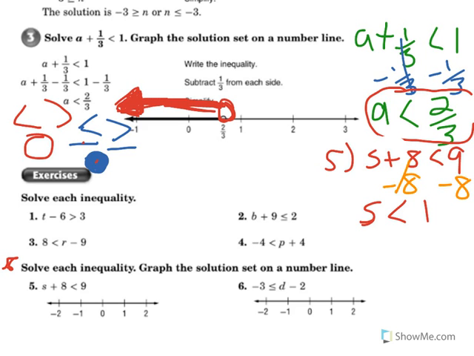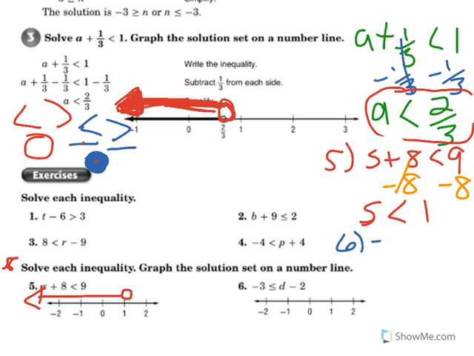So when you go to graph this, it's going to be an open circle over the 1. It is not going to be a colored in circle. It's everything less than 1, so s is everything to the left of 1, meaning smaller. So that's a fast way for you to graph your answer to number 5, s plus 8 is less than 9. If you think you got this, hit pause, try number 6, and see if you can do it.